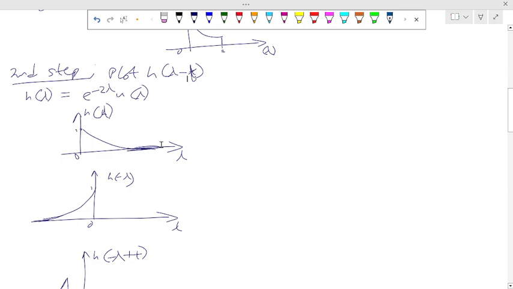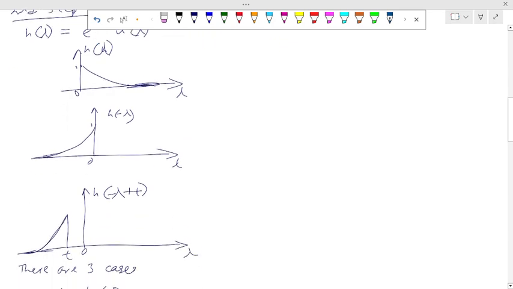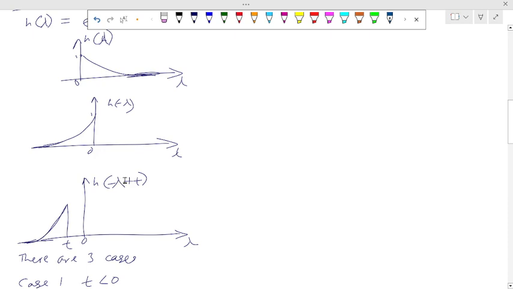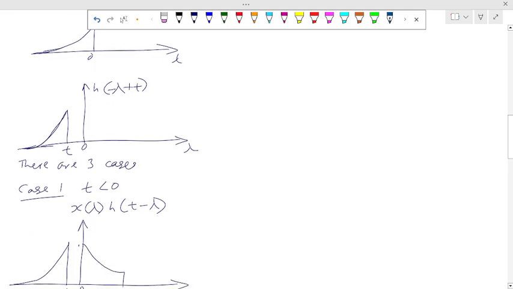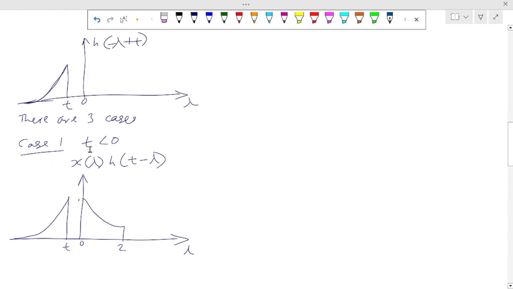Are we seeing it? Minus lambda will be the opposite direction. When you add t to it, if t is less than 0, meaning t is negative, this will be shifted this way. So we have it this way. Note there are 3 cases. The case where lambda is less than t: we have it shifted this way.